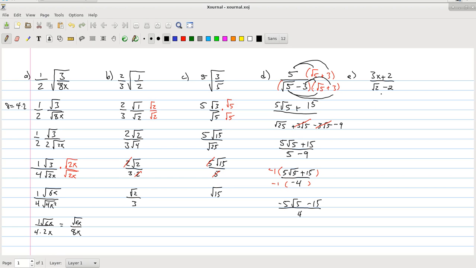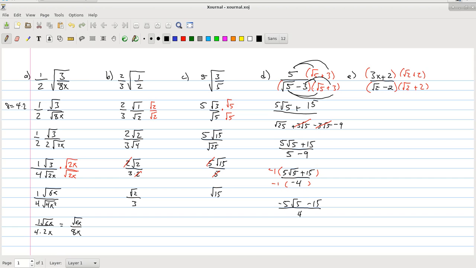Part E. We have two terms in the denominator. So to rationalize this, just like in the previous problem, we're going to multiply by the conjugate of the denominator. So multiply by radical 2 plus 2 in both numerator and denominator. Since we have two terms, I'm going to put this in parentheses.